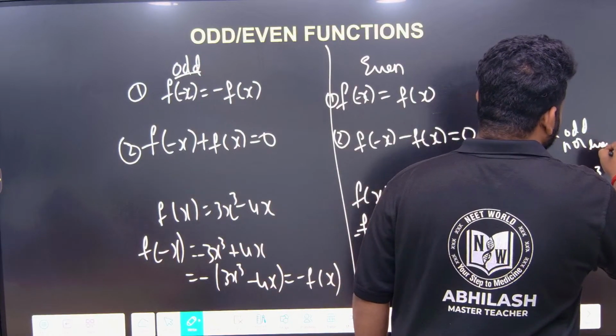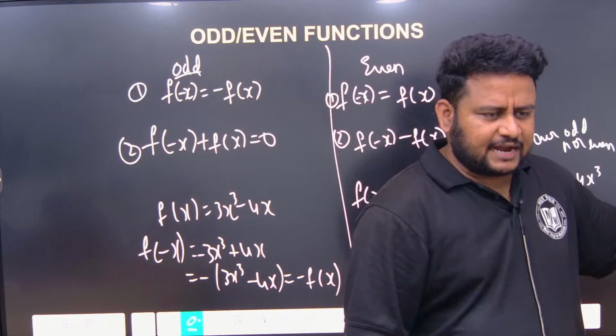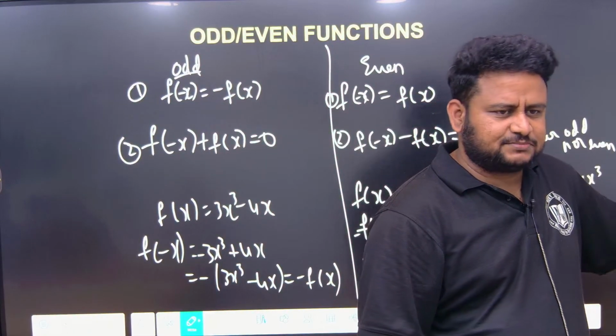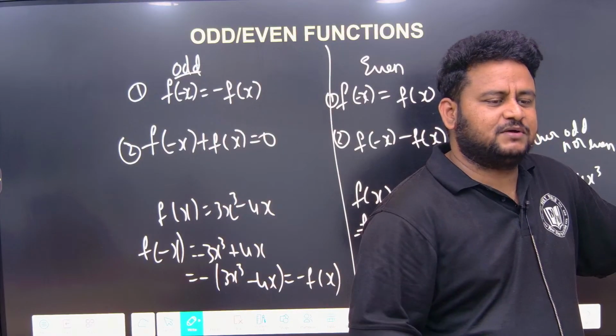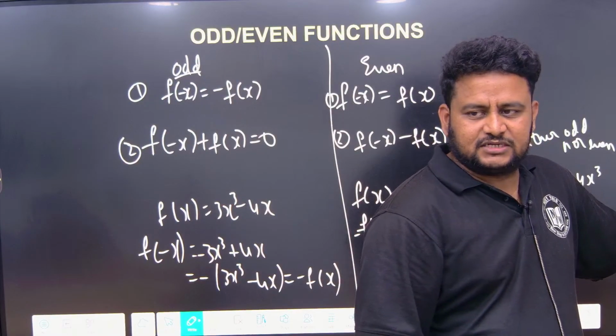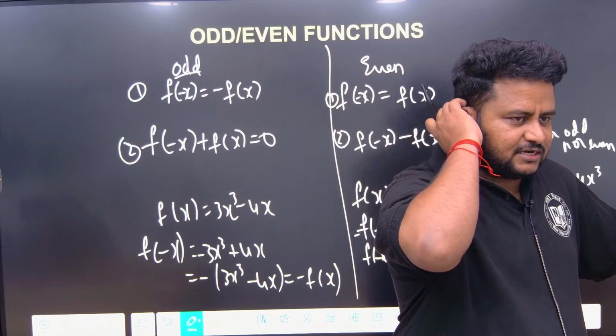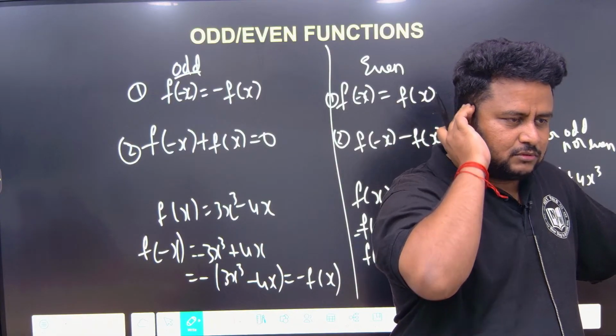Similarly, when it comes to maxima and minima, a function can have maxima and minima, a function can have only maxima and no minima, a function can have only minima and no maxima, a function can have neither maxima nor minima, okay, that is also possible. It does not mean that every function will have maxima and minima, no. Okay, clear?